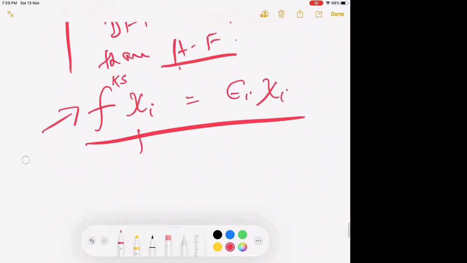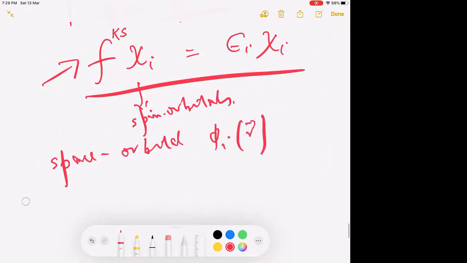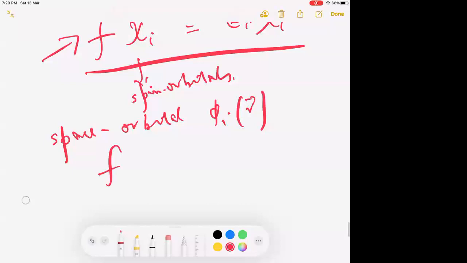This is in terms of spin orbitals. I think there is a little thing to do, that the same equation can be written in terms of space orbitals only. So three-dimensional orbitals, phi I R. So the Hartree-Fock equation will become F Kohn-Sham. There's a slight difference in the operator, but don't worry about it. Phi I R equal to epsilon I phi I R. Exactly the same.